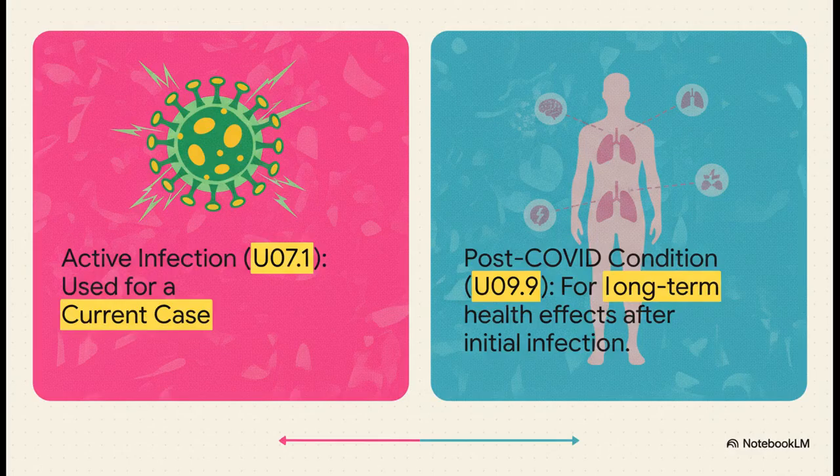But of course, the story didn't stop there, did it? As we started to understand long COVID, this system had to adapt all over again. So a brand new code was created, U09.9, specifically for post-COVID conditions. This gives researchers a way to actually track the long-term fallout from the virus, separating it from the initial infection.